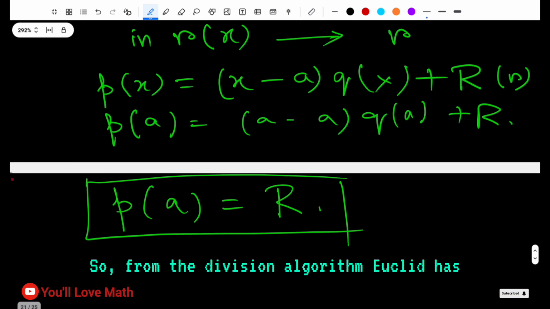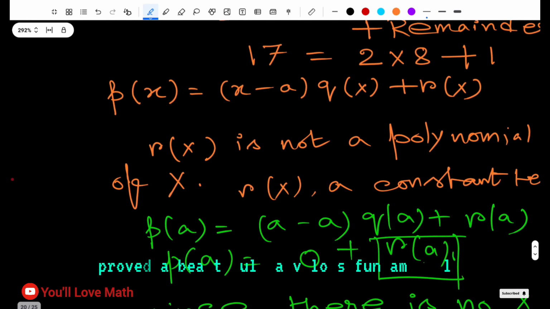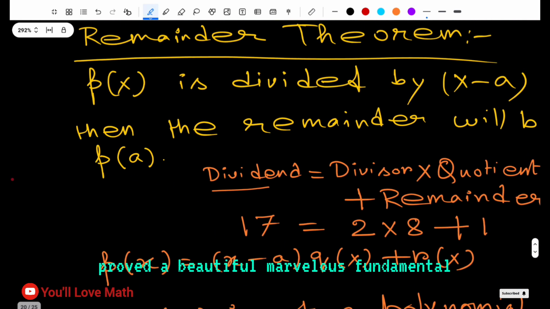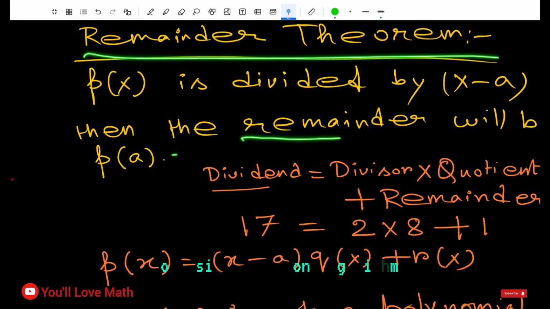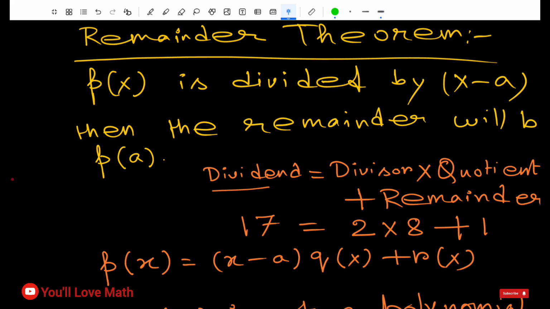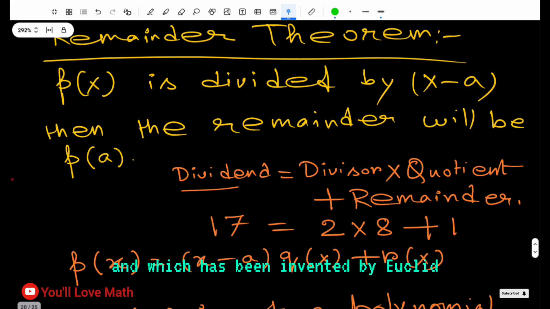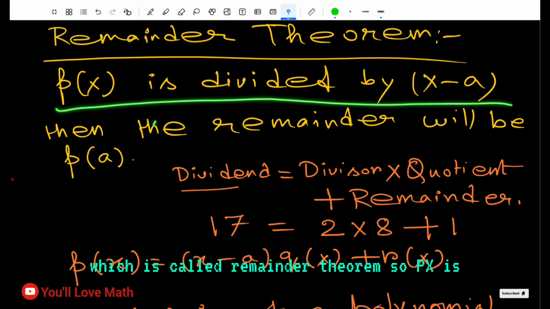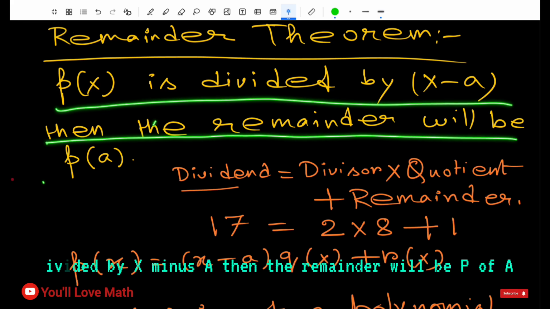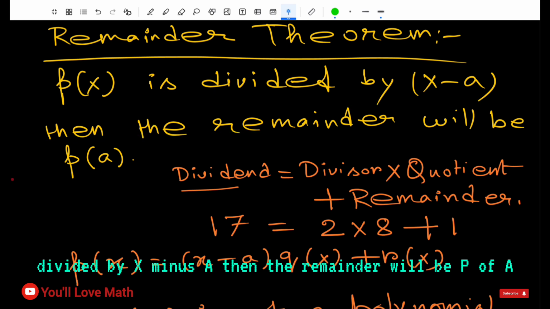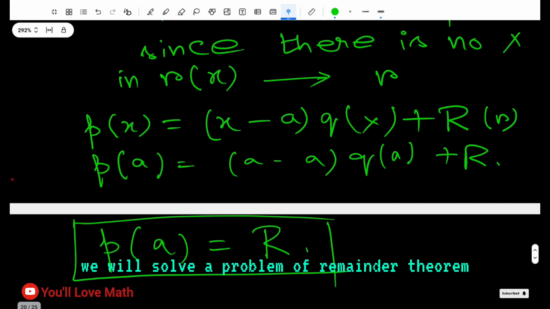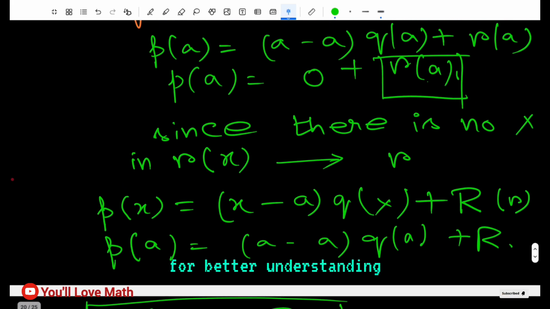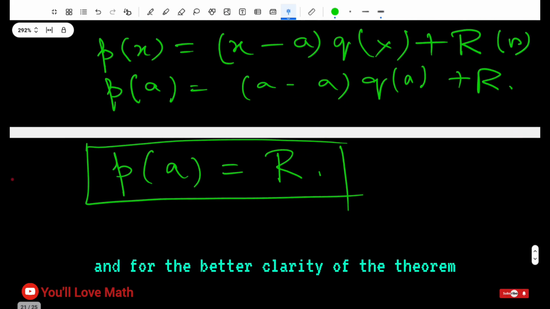So from the division algorithm, Euclid has proved a beautiful, marvelous fundamental theorem, which is called the remainder theorem. So using the division algorithm, the theorem of division invented by Euclid is called the remainder theorem. So if p(x) is divided by x minus a, then the remainder will be p(a). Now we will solve a problem of the remainder theorem for better clarity of the theorem.